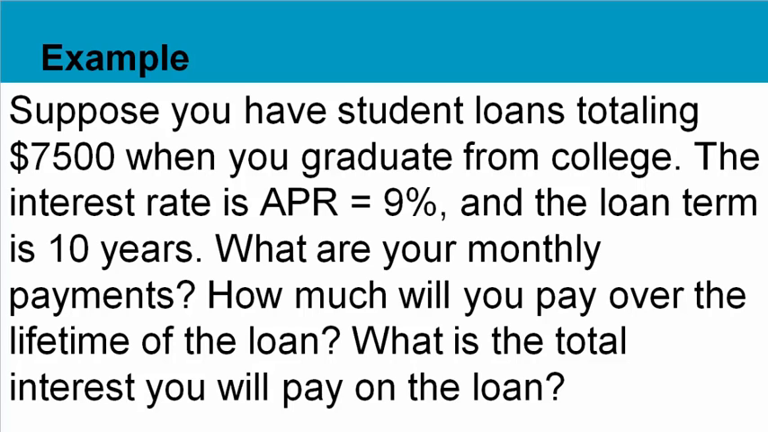Okay, so here's an example. Student loans, right? $7,500, APR of 9, 10-year loan time. What's your monthly payment? How much are you going to pay over the lifetime of the loan? And then what is the total interest you're going to pay on the loan?